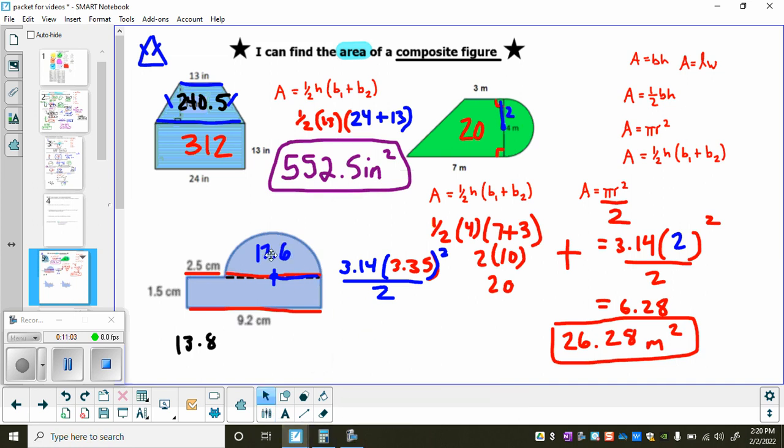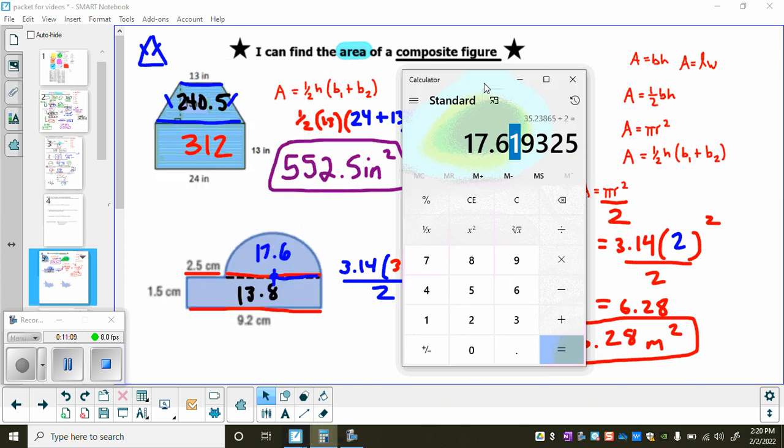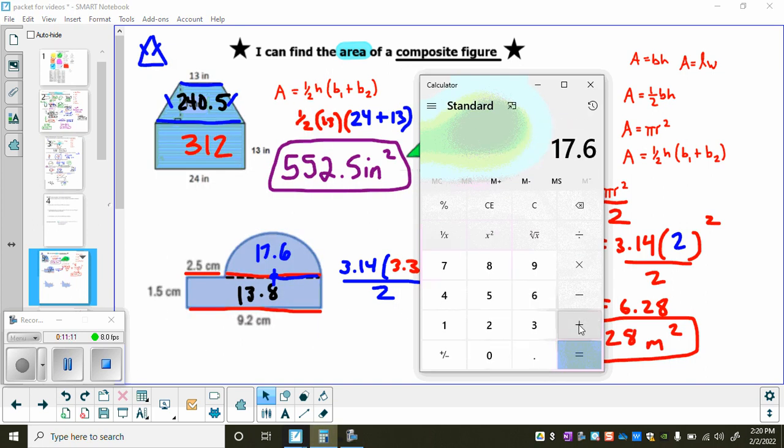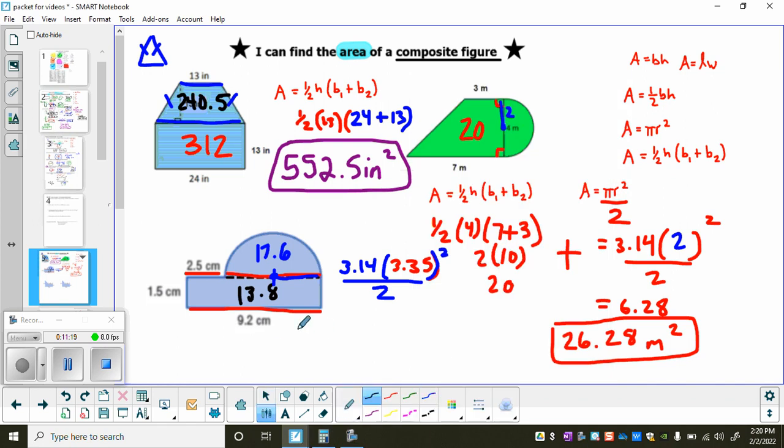So if this is 17.6 and this was 13.8, all we need to do now is simply add them up. All right, so I got my 17.6 plus 13.8, and the total area there is 31.4 square centimeters. 31.4 square centimeters.